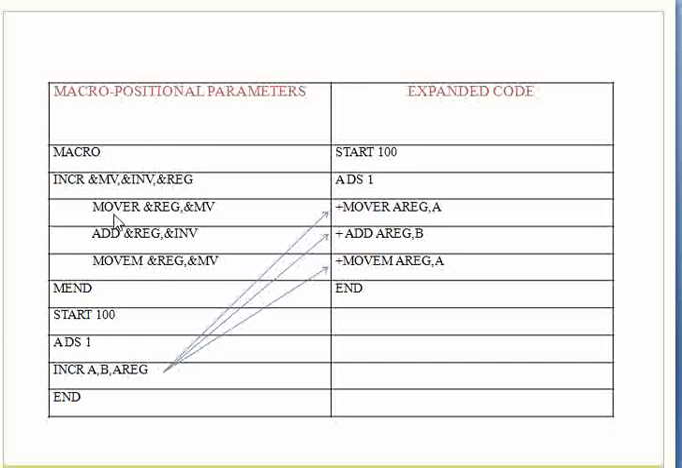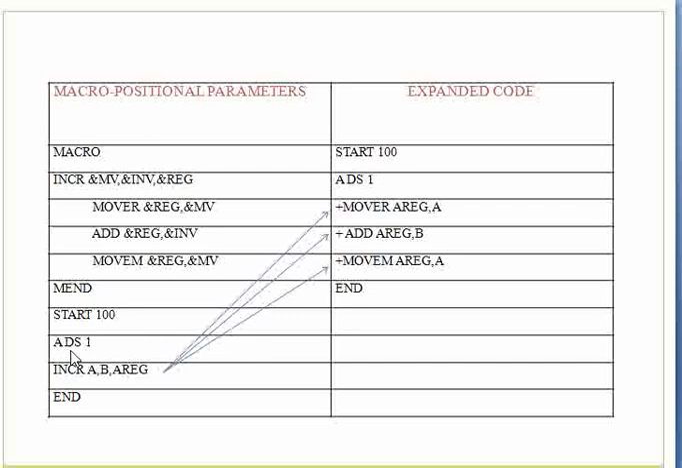The first one is MOVER, followed by two positional parameters, that is register and MV. After that we've got a statement ADD, and then we have this statement called MOVEM, and after the model statements we have this statement called MEND, which indicates the end of the macro, right? Once the macro processor sees this START, it will take it and place it in the expanded code.